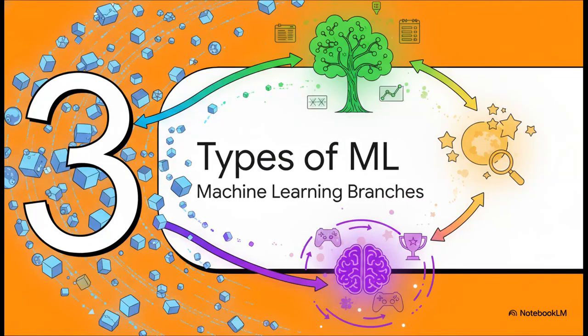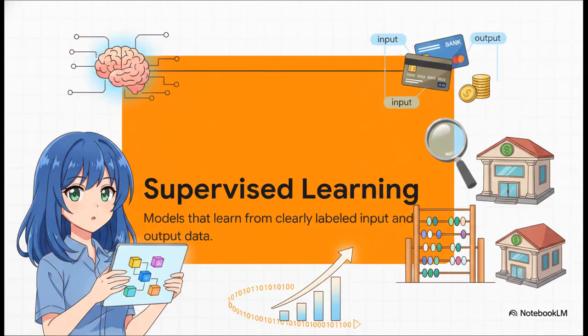Which brings us to Section 3, Types of Machine Learning. Machine learning isn't just a monolith. It actually branches out into 3 primary types, depending on the kind of data we feed it. The first branch here is supervised learning. Basically, this is exactly what we just talked about with the bank loans. It's when models learn from clearly labeled data. You're essentially handing the machine an answer key to study from, directly mapping a specific input to a known output.